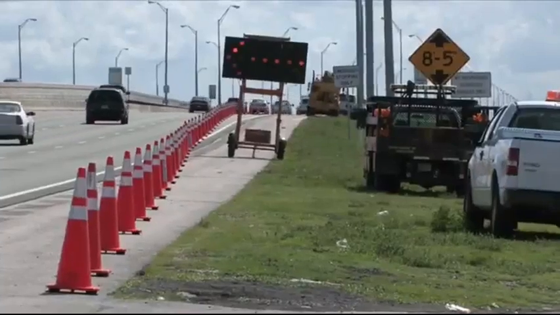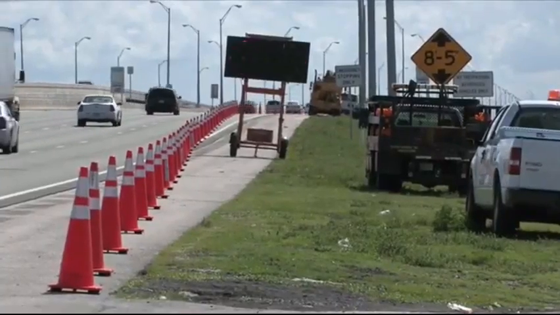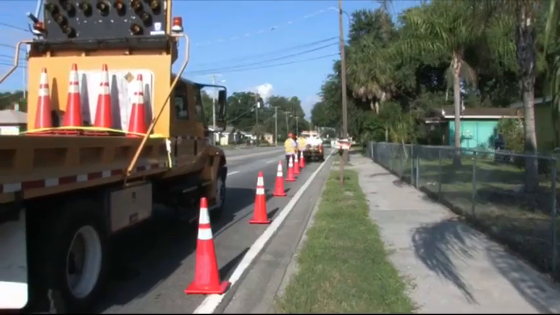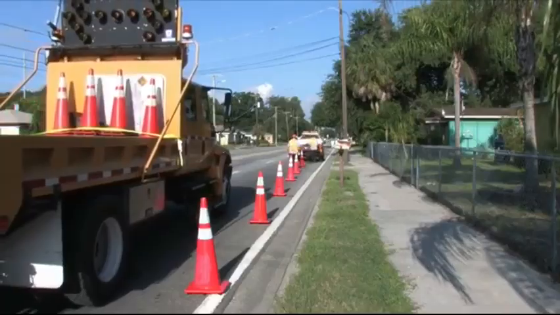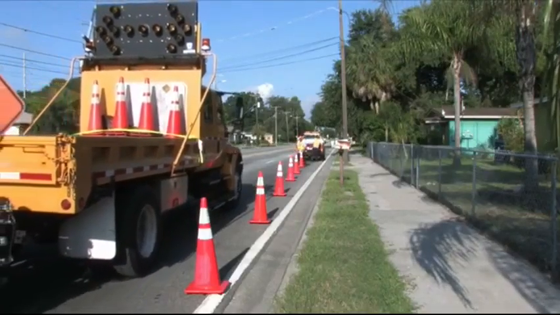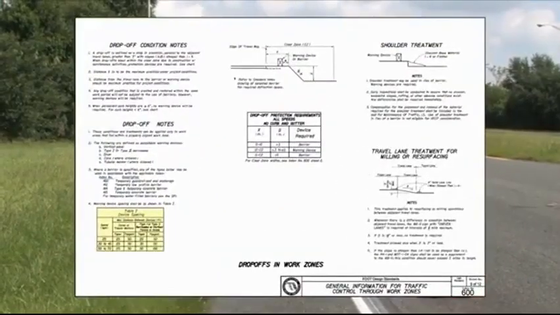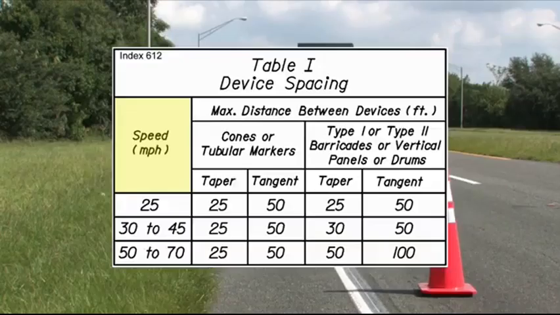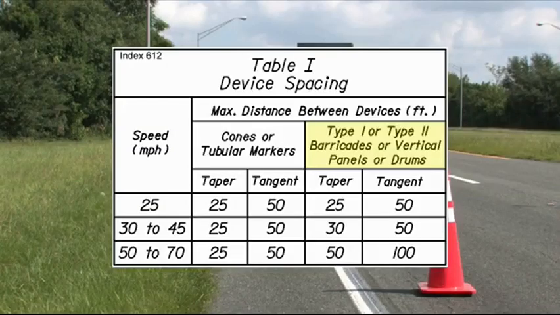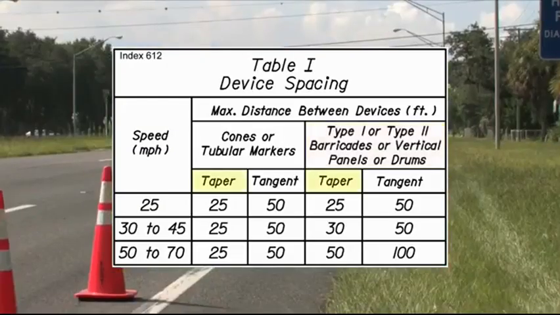A taper is a series of channelizing devices placed at an angle to move traffic out of its normal path. Tapers are located either upstream or downstream of the workspace. The spacing for channelizing devices on tapers is based on several factors: the speed limit, the type of devices used such as cones, tubular markers, barricades, vertical panels or drums, and finally the location of the devices such as in the taper or the tangent.